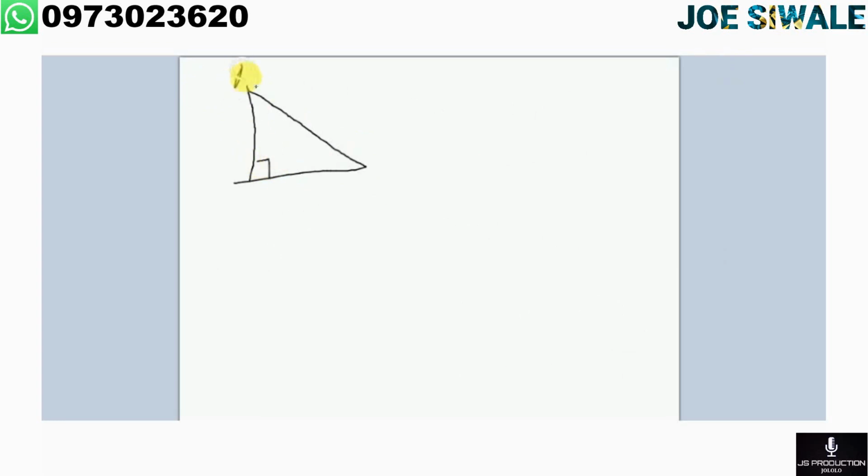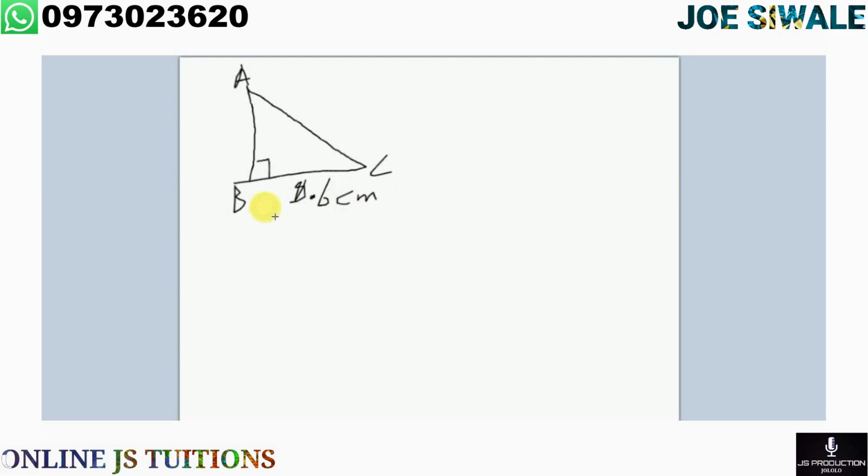And this triangle is a right angled triangle, and we have side A, side B, and side C. Side BC is 8.6 centimeters. Side AB is 7.6 centimeters. And we have been told to calculate the angle which is at point C. So angle theta, which is at point C.